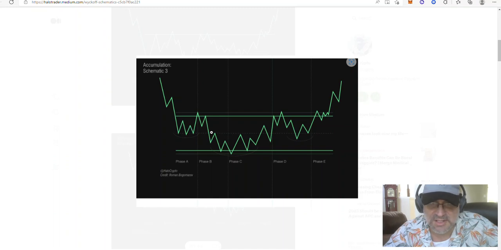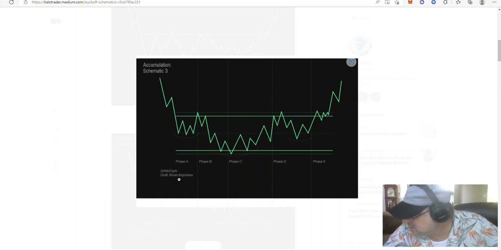And with the Wyckoff schematics, it's also the same. As you can see, this is the accumulation schematic 3. I want to give credit to Roman Bogomazov. Him and Bruce Frazier have some really great stuff on their website, Wyckoff Analytics. If you really want to learn Wyckoff Analytics and how to read volume spread analysis, I recommend you check it out.